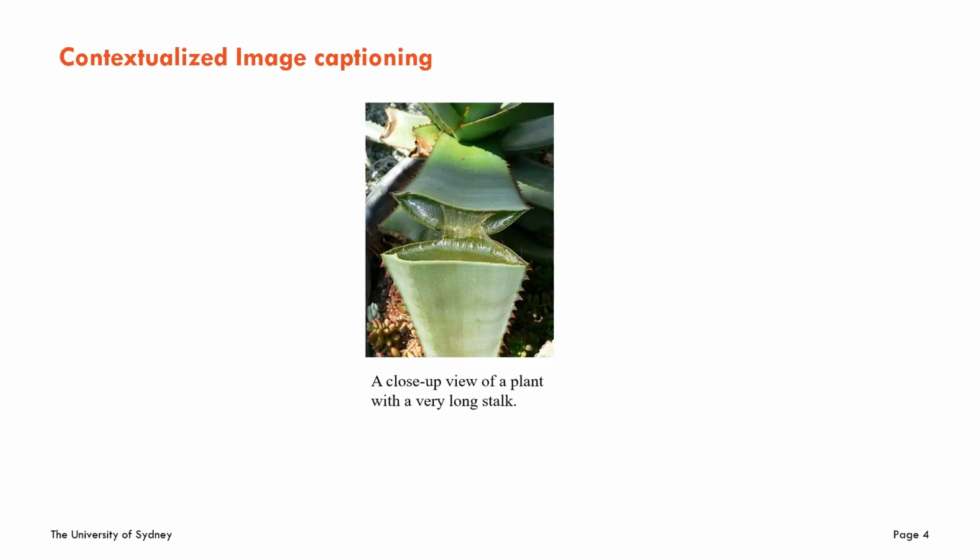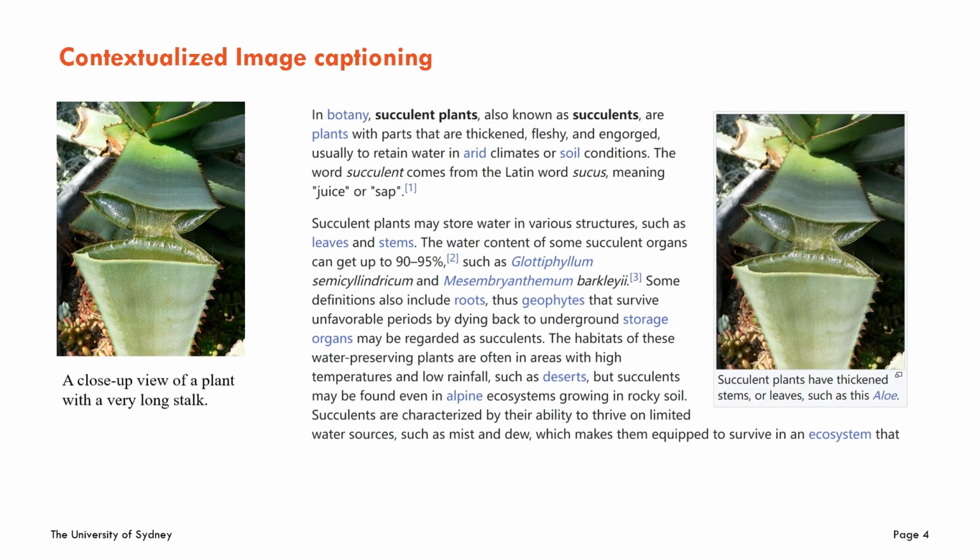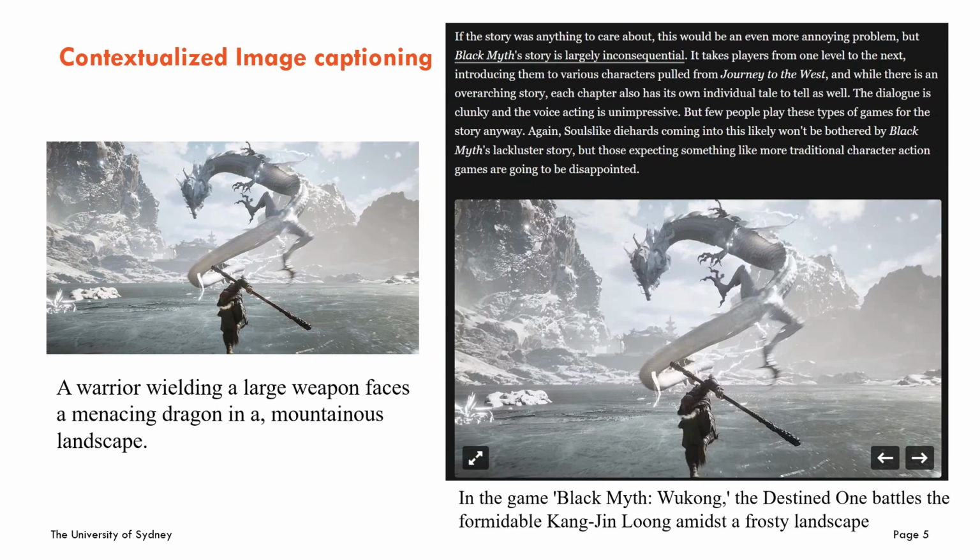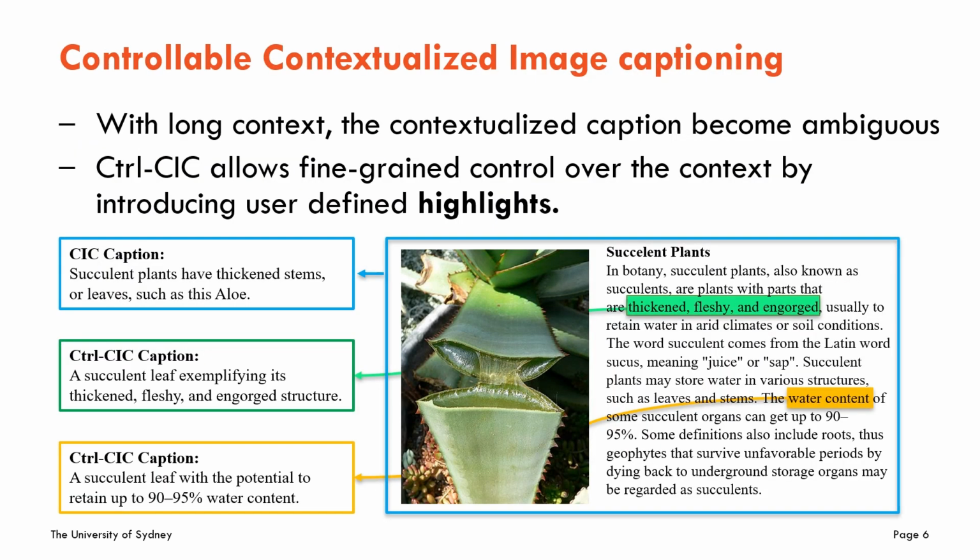This prevalent use case, as seen in settings like Wikipedia and news captioning, is formulated as a task called Contextualized Image Captioning, where text-based context crucially enhances the relevance and depth of image captions. However, the contextualized caption can become ambiguous when the context is growing long. An image can have multiple plausible contextualized captions by focusing on different aspects of the context.